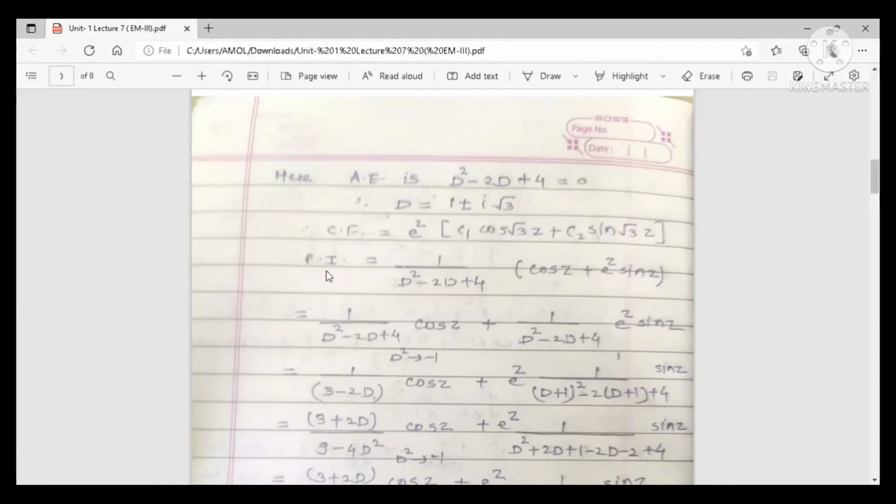Okay, now the particular integral is equal to 1 upon D square minus 2D plus 4 in bracket cos z plus e raised to z into sin z. There are two different terms, so you separate both the terms like this.